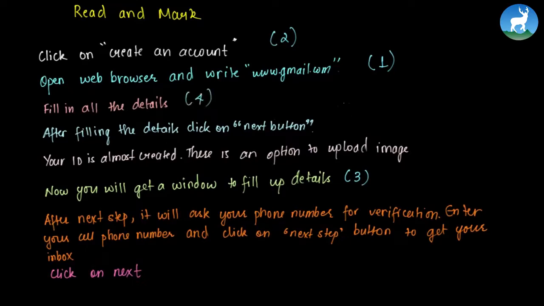After filling the details, we click on the next button. So this becomes our fifth step. After next step, it will ask for your phone number for verification. Enter your cell phone number and click on next step button to your inbox. So this must be our 6th step. So after next step button to your inbox, now your ID is almost created, and then it asks us to upload our image. So this is the 7th step, and click on next is the 8th step. So here we're done with creating an account in Gmail.